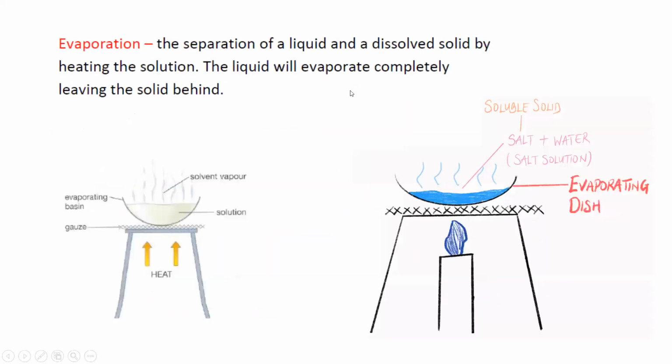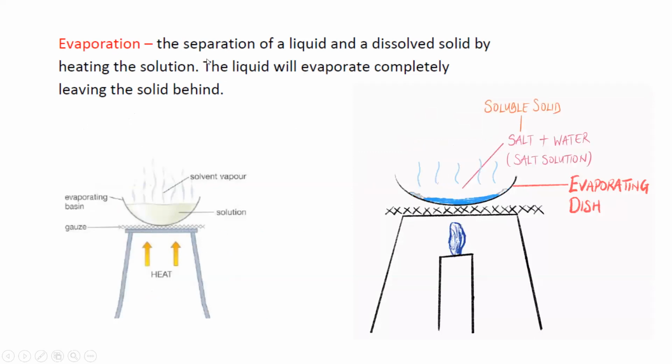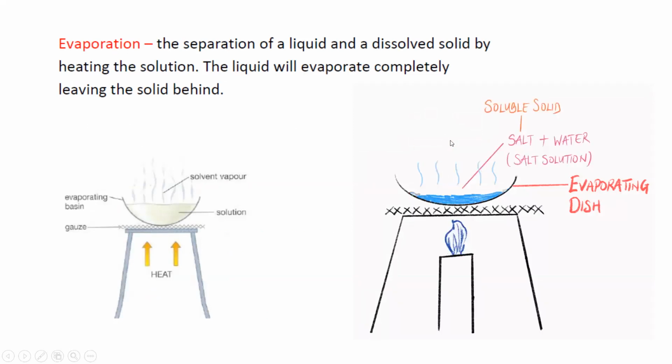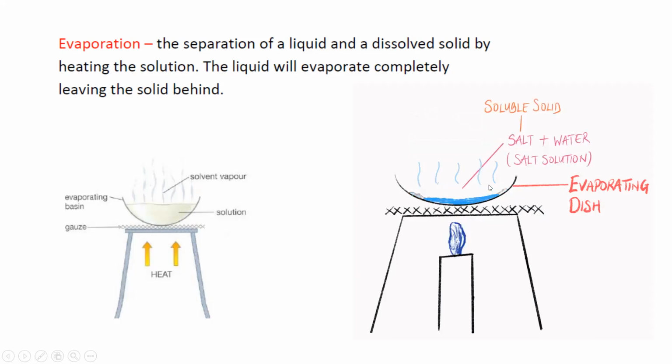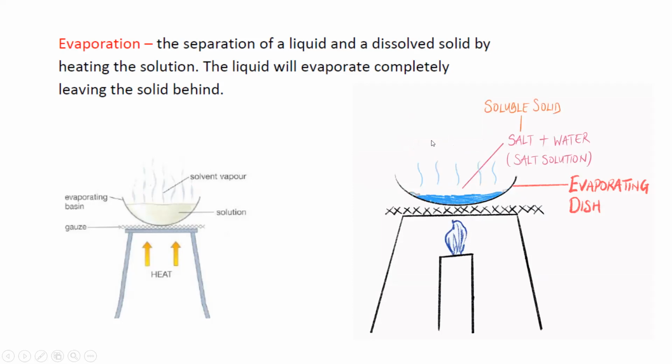But if you want to separate a soluble solid, a solid which is dissolved in a solvent to make a solution, then we can use evaporation. In evaporation, a salt or a substance is dissolved in water. When we supply heat energy, the water will escape, and the residue left behind will be the salt. This technique takes time because we have to wait until all of the liquid changes into vapor and we are left with the solid.